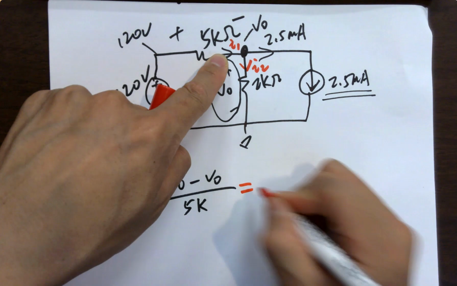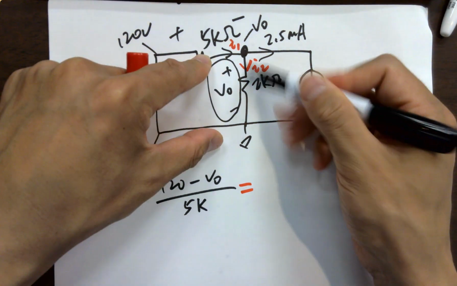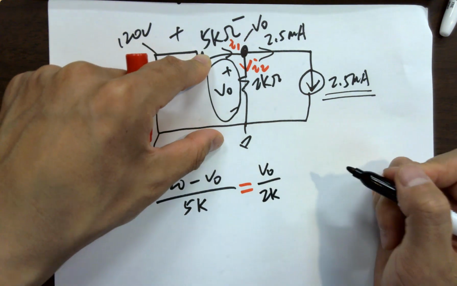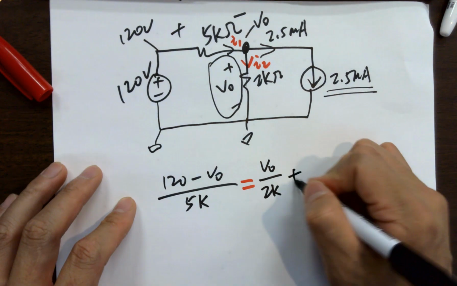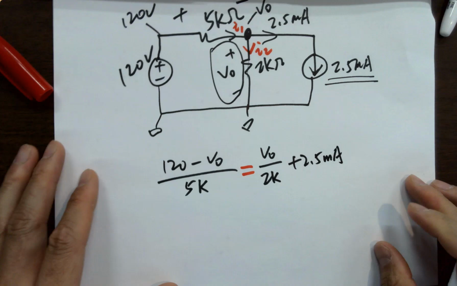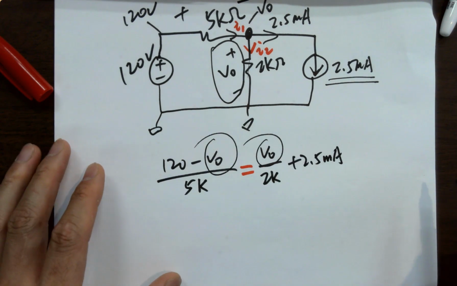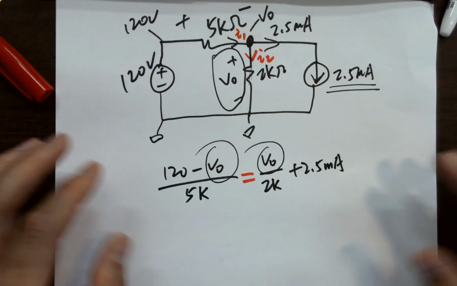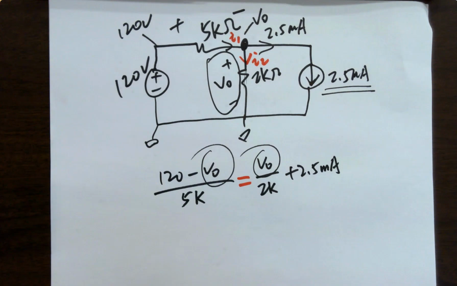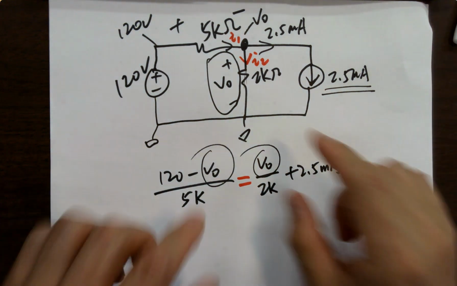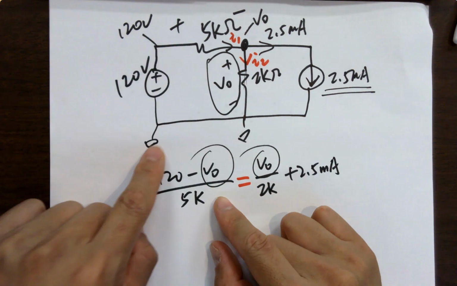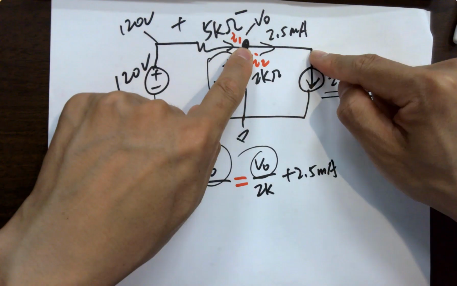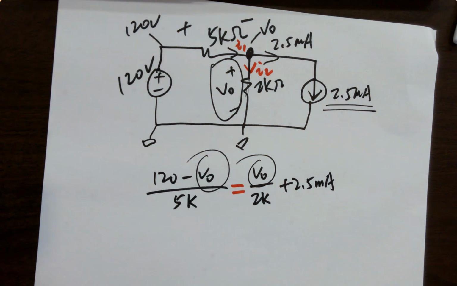So I1 equals what? This plus this, right? So what is this? V naught over 2k. What is this? 2.5 milli. So with just the one variable, you can easily calculate it. If you know V naught, you know everything in the circuit. It's already solved, because this circuit doesn't have any other unknown nodes. This is ground, this is 120, this is V naught, and this is also V naught. This is also ground. You know everything. So the circuit is solved.